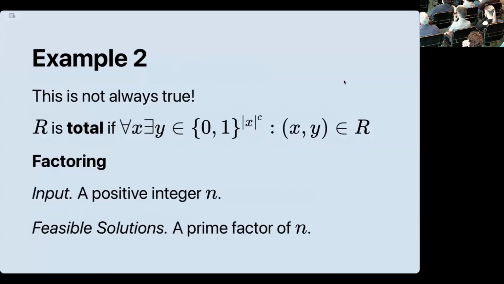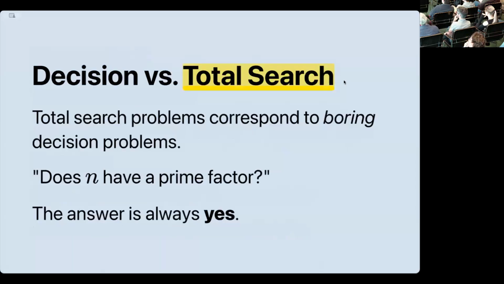But this is not always true. A really prominent case where this is not true is when the relation R is a total one. A total relation, let's remember, means that for every single X, there's going to exist a certificate. There are plenty of prominent examples of interesting problems where the relation R is total. A really common example is the factoring problem: given a positive integer n, output a prime factor of n. For total search problems, the decision problem is absolutely boring: does n have a prime factor? The answer is always yes.